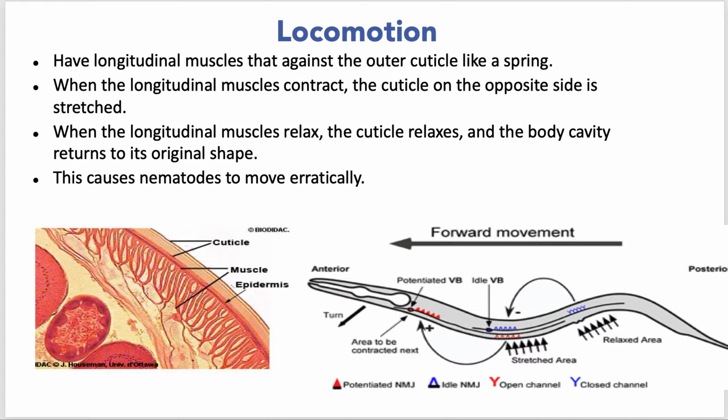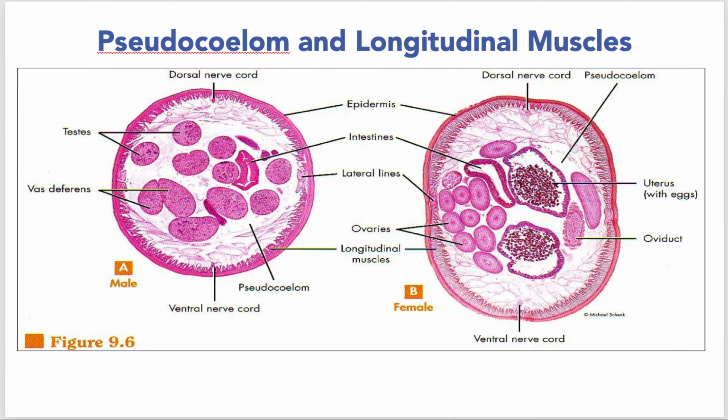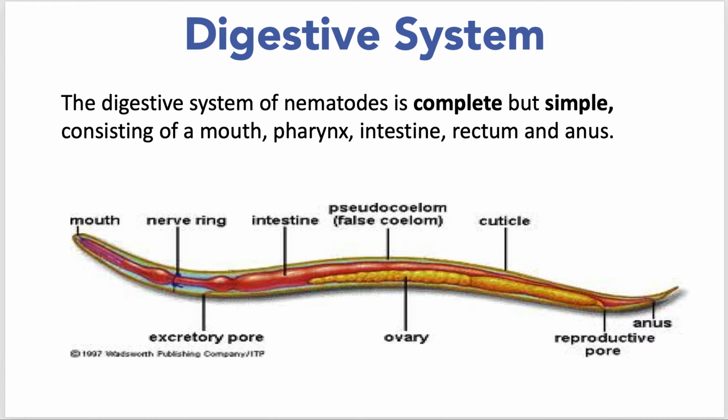This does cause the movement of nematodes to be very erratic, especially when you're comparing it to an earthworm, where they move kind of smoothly. These guys just kind of wiggle around kind of spastically, right? This is just a cross section of what their body cavities look like. You don't need to know any of the labels on here, but if you're just really curious of what the inside of a roundworm looks like when it's cut in that direction, there you go.